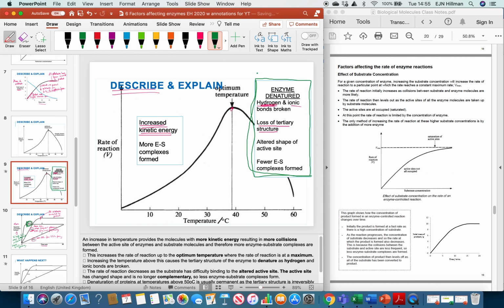In a question about this, if there are very few marks available, it may be enough to say that the enzymes are denatured. In most cases, it's really important to include all of this detail. Name at least one of the bonds which will become broken. Say that the tertiary structure is changed, so that the active site changes shape. Shape's important, by the way. And say that there are fewer or no enzyme substrate complexes being formed.